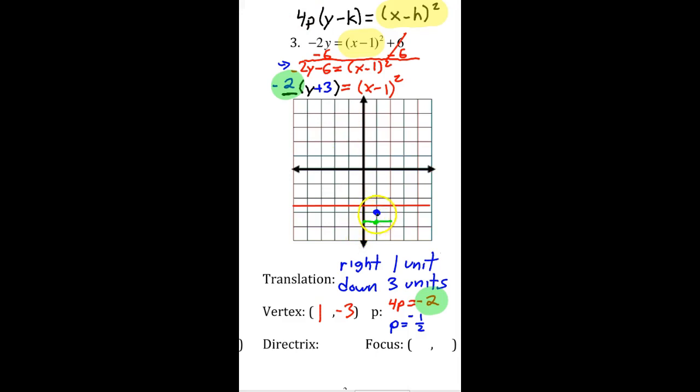And then my graph goes like this. So the directrix is above, so I need to add from the vertex to get that equation. I need to add my p-value to go up. So -3 plus 1/2, that'll give us -5/2. The focus will always have the same x-coordinate, 1, and then we'll have -3 minus 1/2. So I'll have -7/2.